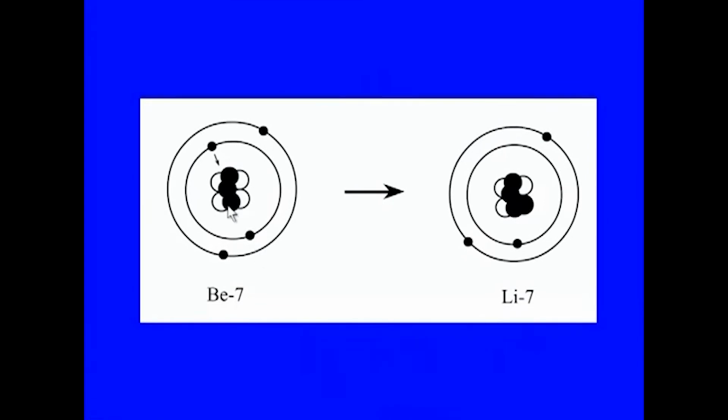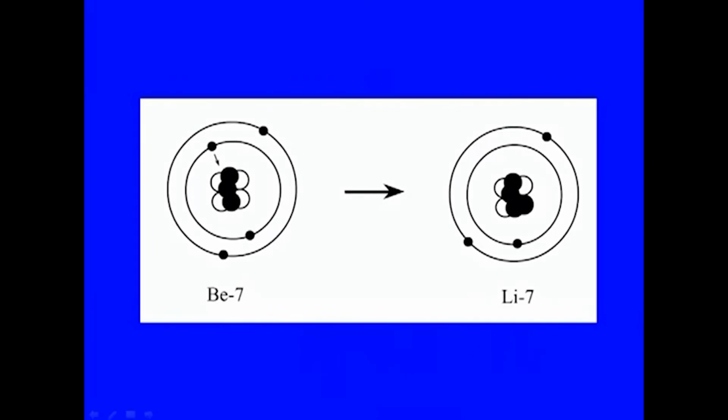This is beryllium-7, where an electron is taken up by the nucleus and converted. Like I showed you, proton plus electron gives neutron plus X-rays. So what happens here is that one proton is lost, a neutron is generated, and X-rays are generated in this particular case.